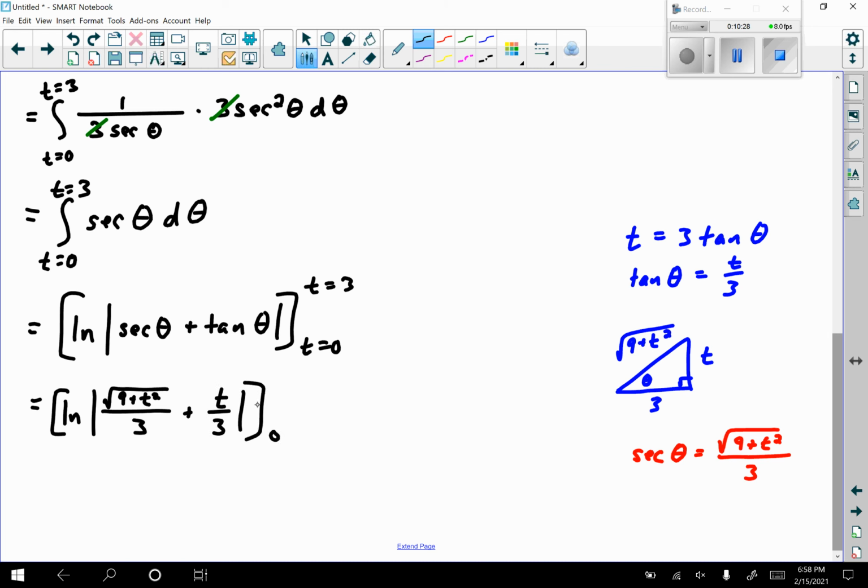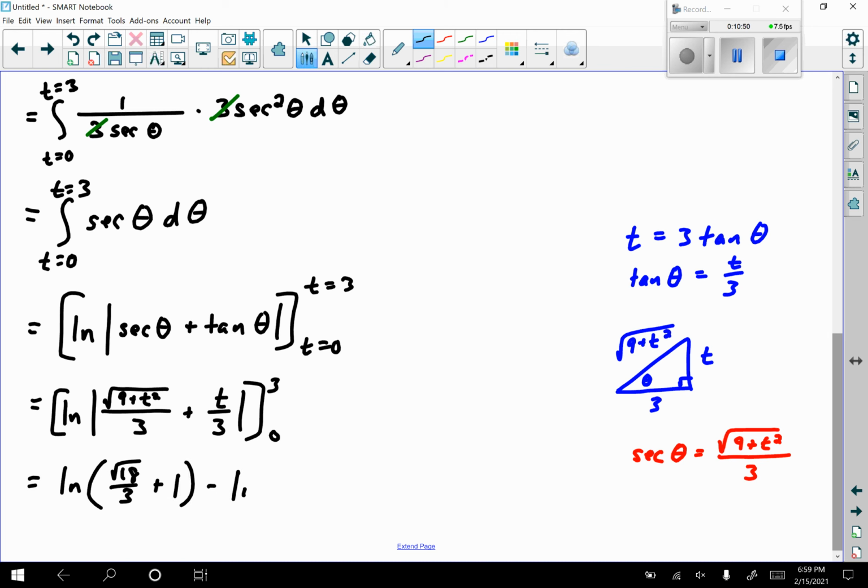Now I no longer need to write t equals because everything is in terms of t now. So now I just evaluate. So I'm going to have the natural log. Now what's nice is once I substitute these values in, everything's going to be positive, so I could technically lose the absolute value symbols. So this is going to be, when t is 3, this is 9 plus 9, so it's the square root of 18 over 3. And then 3 over 3 is 1.